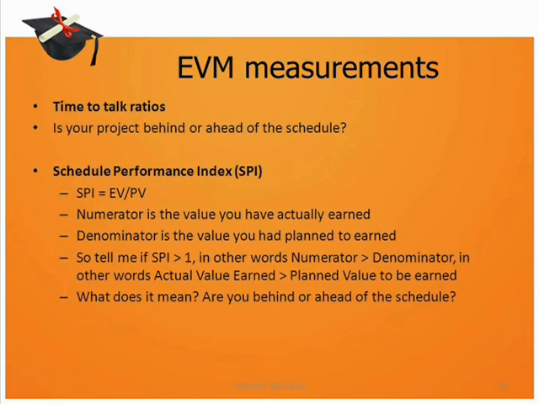Let us now have a look at a few of the ratios and differences that we had mentioned earlier. So if you have a question like, is my project behind or ahead of schedule, you can have a look at a ratio called schedule performance index, which is a ratio between EV and PV. So what does it mean if your SPI is greater than 1? Mathematically, obviously it means that the numerator is greater than the denominator. In terms of earned value, it means that the value that you have earned is greater than the value that you had planned.